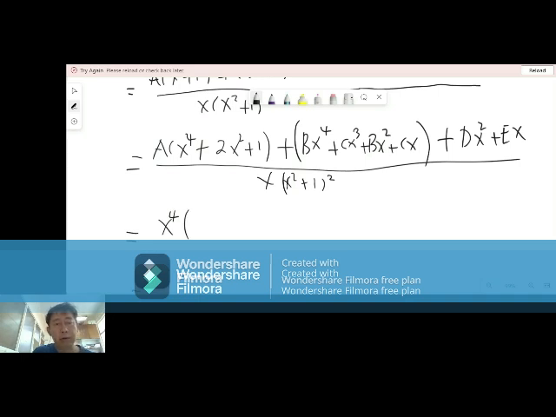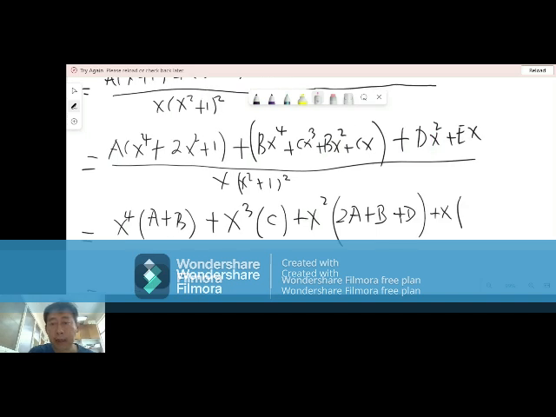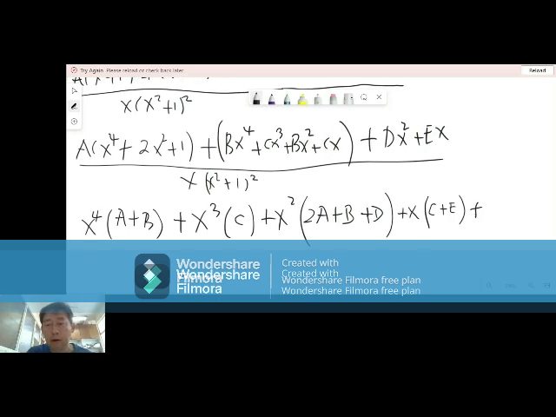First, we collect all the coefficients of x to the power 4. So this is the term a and b. For the coefficient of x to the power 3, it is contributed only from the c term. For the coefficient of the x squared term, it comes from 2a, b, and d. The coefficient of x is simply contributed by c and e. The coefficient that is associated with x to the power 0, which is a constant, comes from the term a only.